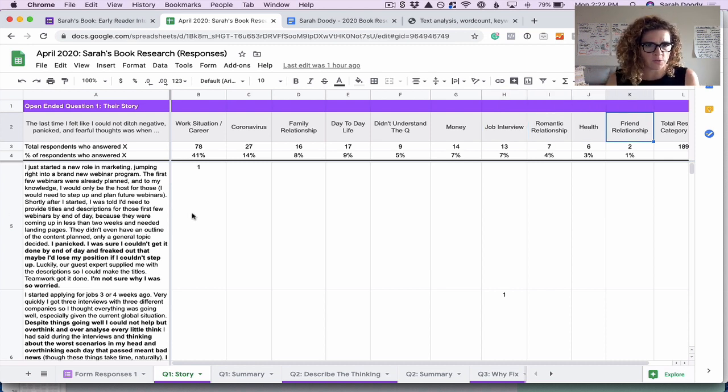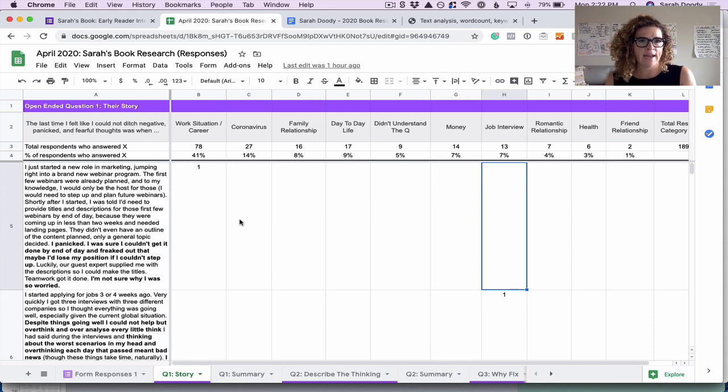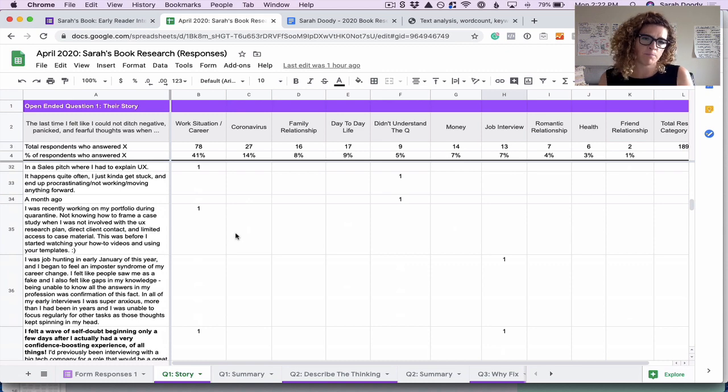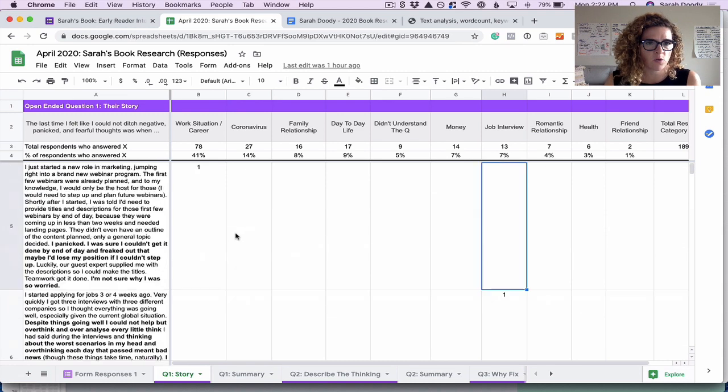So then what did I do? Well, I literally went through and read every single one and assigned them to a category. And they could get assigned to more than one category. And I did that for all of them. And it took a while, but that's the way you analyze quantitative data. Qualitative data, I should say. I always mess them up.